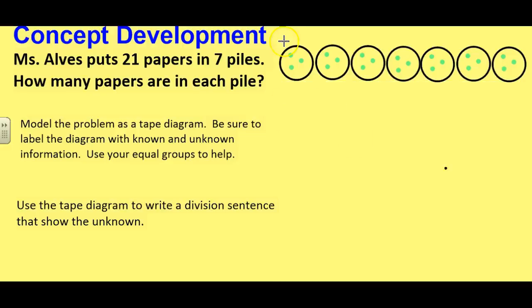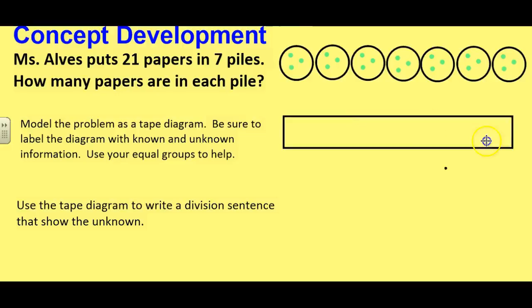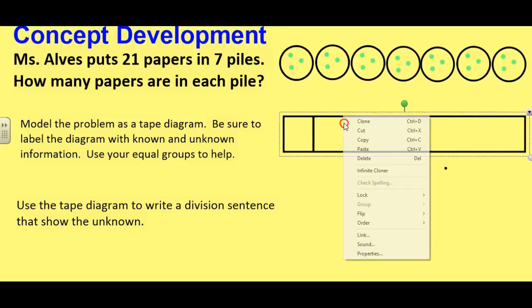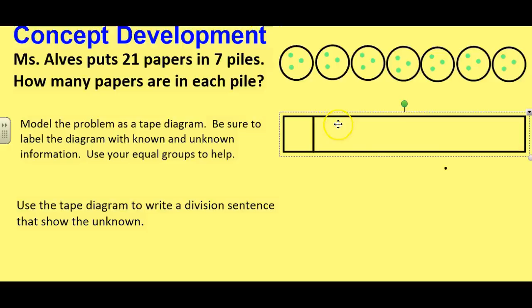Okay, so on your piece of paper, what I want you to do is draw a rectangle. And in that rectangle, I want you to make it have 7 equal parts. So you're just going to draw lines to where there's going to be 7 equal parts, because we have 7 circles to represent 7 piles. So once you have that drawn, I want you to go ahead and push pause to get that drawn on your paper.